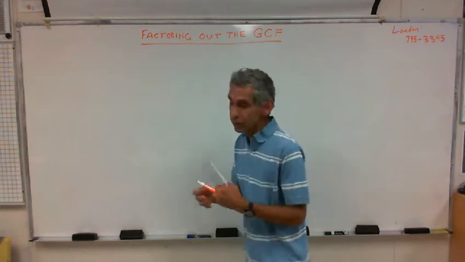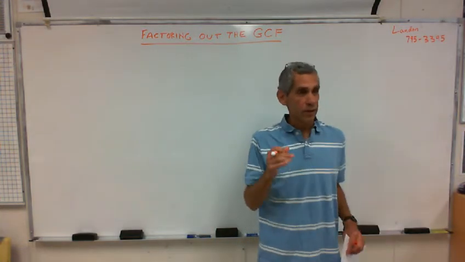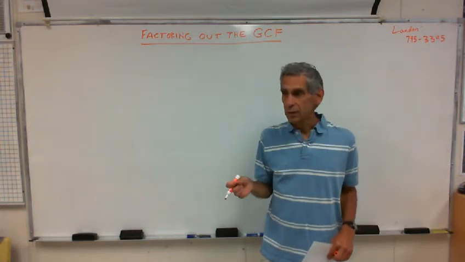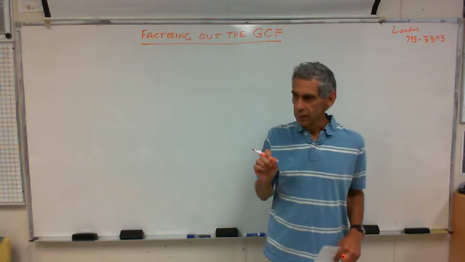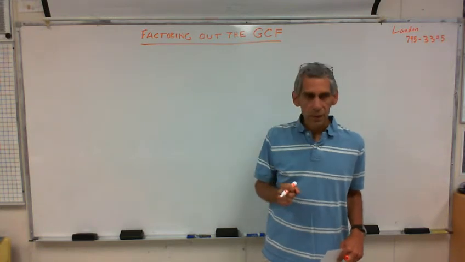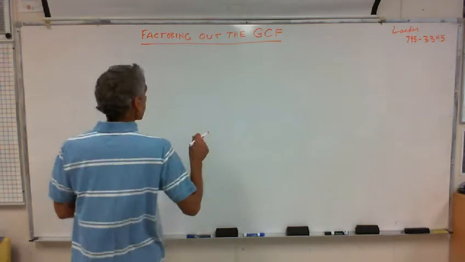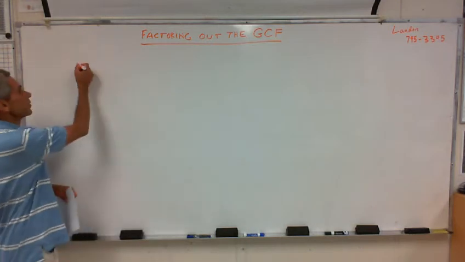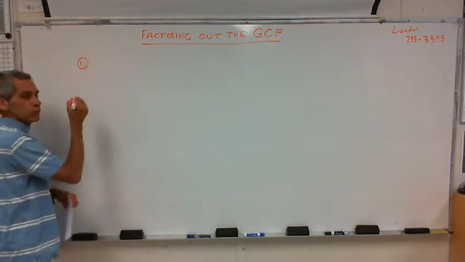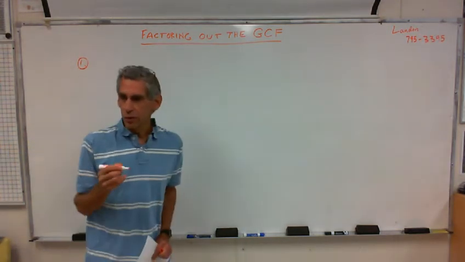Okay, we're going to talk about factoring out the greatest common factor. We did this last year. I know you guys remember it, but you may be a little rusty on it, okay? So we're going to start really simple. We're going to just do a bunch of problems. And I want each one of these in your notes so that you can refer to them.